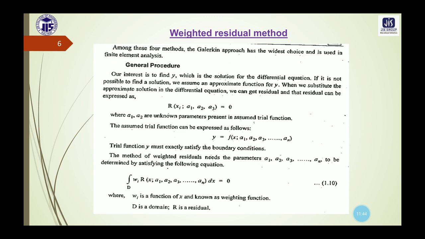Now this weighted residual method actually needs the parameters a1, a2, a3 up to an to be determined by satisfying the following equation. What is that following equation? That is the integration over D, which is actually the domain, of W(x) times R(x, a1, a2, a3) dx, this is equal to 0. Now this W is a function of x, and it is known as the weighting function.